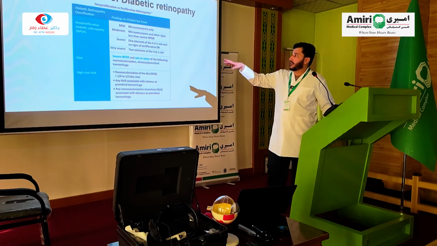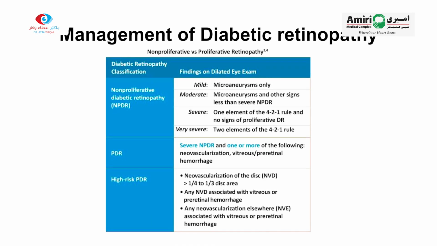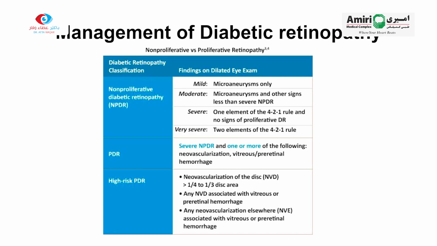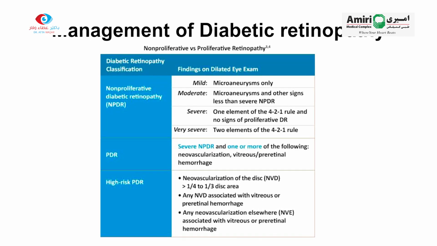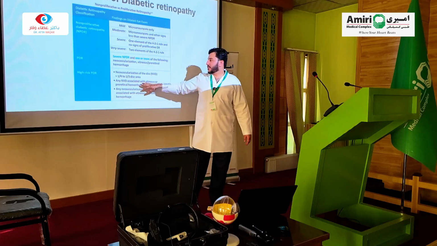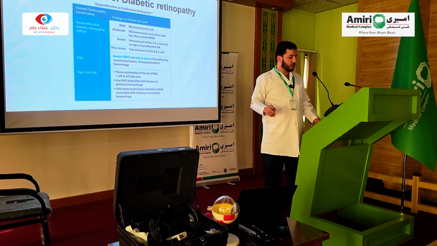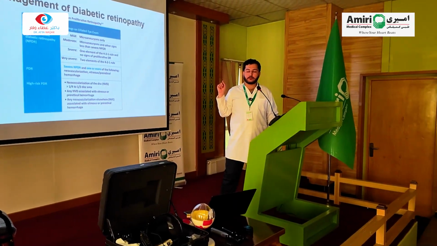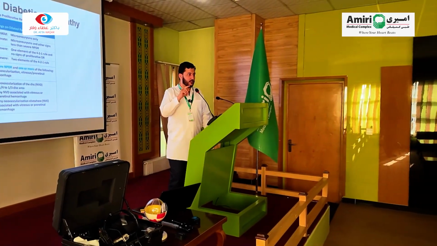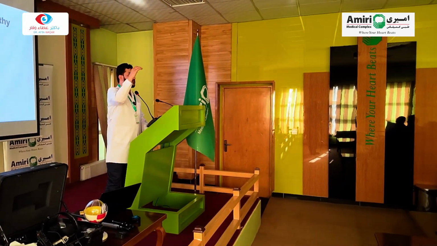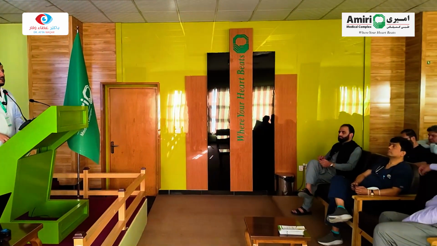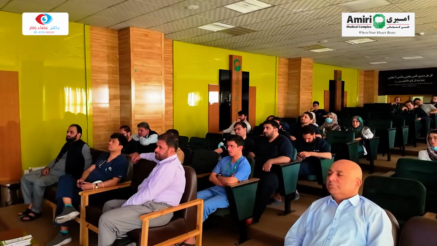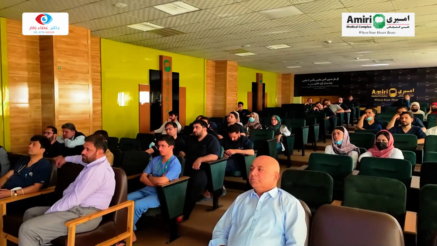So this is NPDR, which has its own stages: mild, moderate, severe, very severe. Then PDR, and high risk PDR. High risk PDR means that there will be NVD, new vessels on the disc, and new vessels elsewhere. I will show you. If there is high risk PDR, with new vessels on the disc or elsewhere around the retina, the recommendation is, if there is a good view of the retina, you have to go for same-day PRP, pan-retinal photocoagulation, or laser.